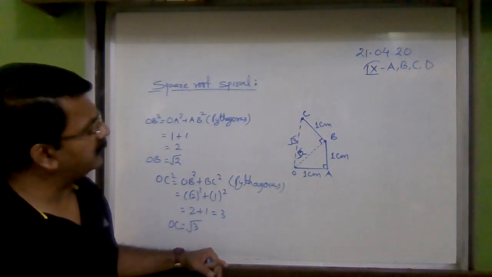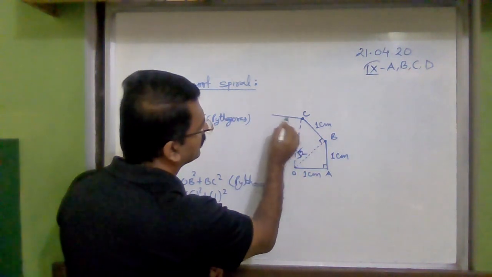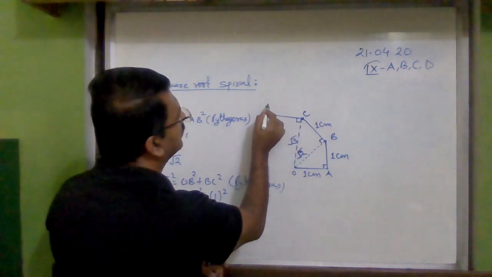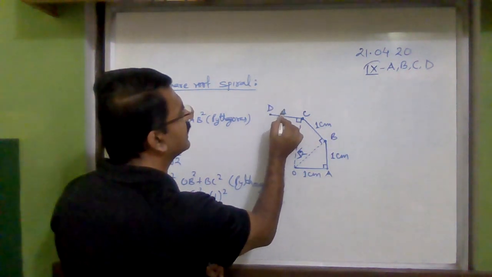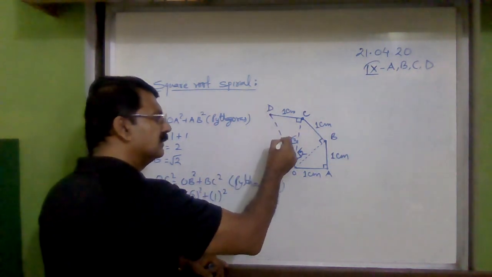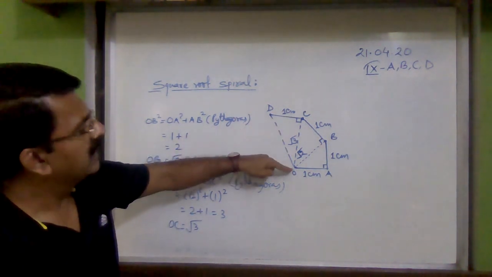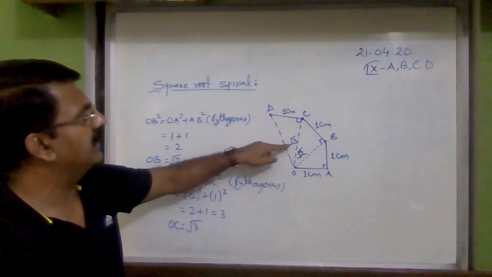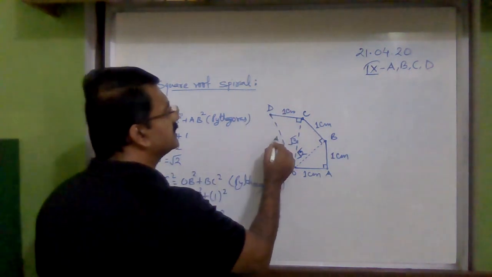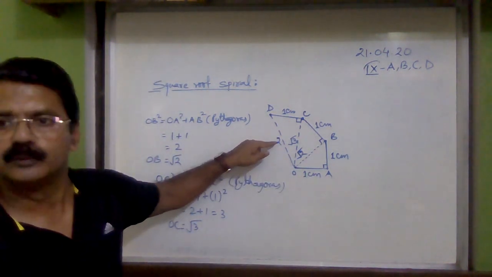Clear? Now at point C, you draw a perpendicular to OC. Let this point be D such that CD is again 1 centimeter. Okay? And again, if you join OD, by the same method, you can show that OC square plus CD square is OD square. That is root 3 square is 3 plus 1. So square root of 4 will be 2. So this is nothing but 2. Length of OD will be 2, or you can say root 4, whatever.